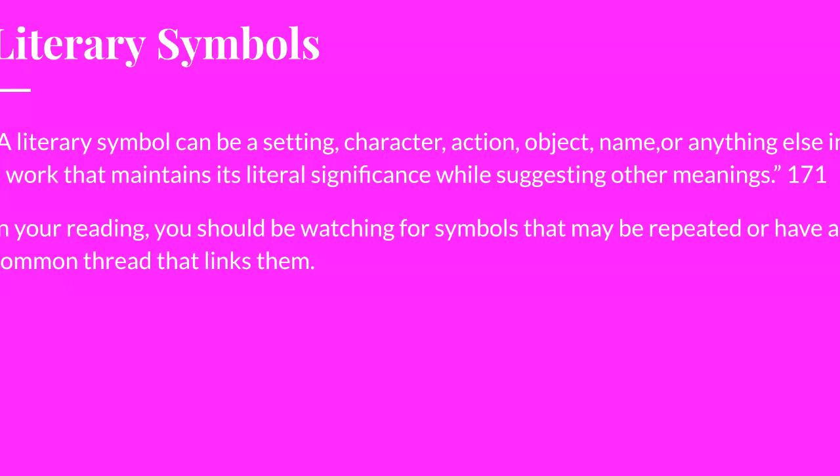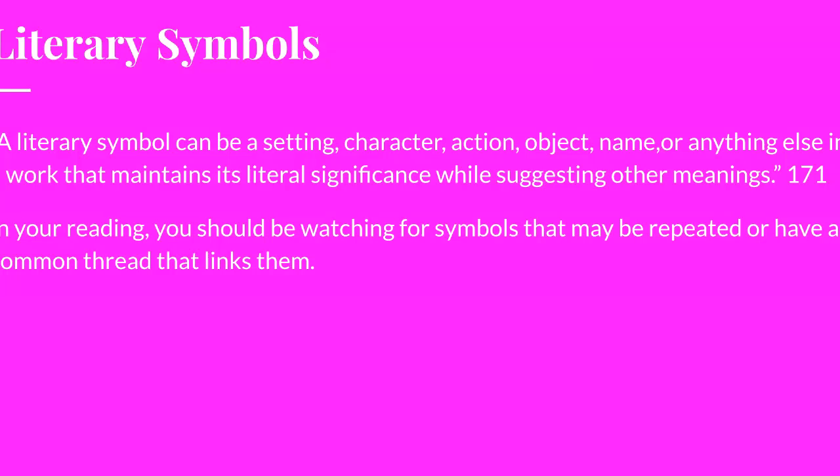In your reading, you should be watching for symbols that may be repeated or have a common thread that links them. So sometimes the symbol of a dog could reappear many times. Sometimes the symbol of a color can reappear many times. The color black or the color blue could appear many, many times, and it has symbolic meaning to it. It could be a symbol of a ribbon. Lots of things that could be repeated.